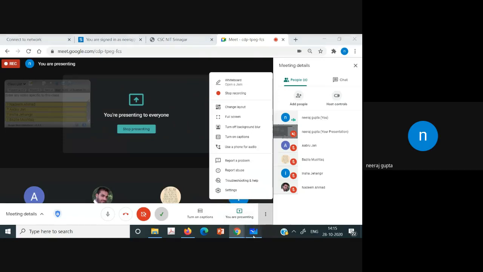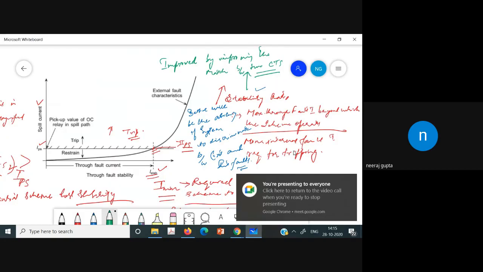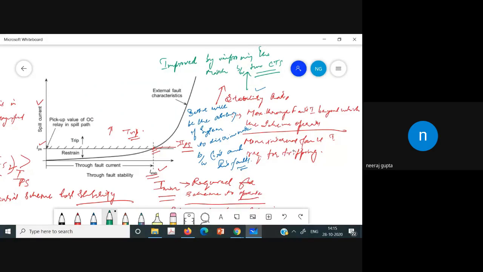In today's lecture, we discussed the various basic concepts related to this, and we also analyzed internal and external faults, and the imperfections in the ideal differential scheme, since not everything is ideal. There are imperfections because of the ratio and phase angle errors, and finally we defined the stability ratio. So this is all about this lecture.